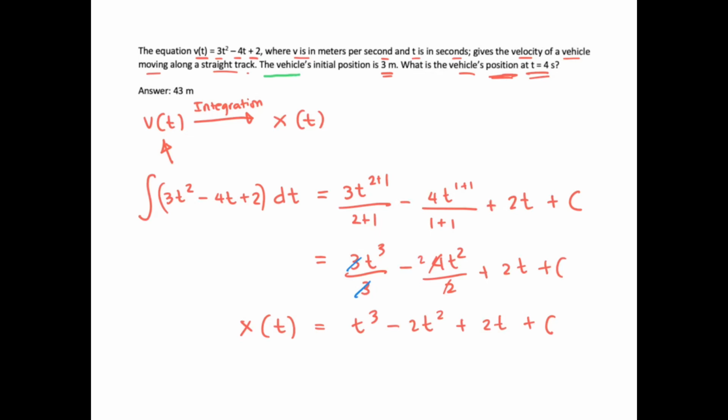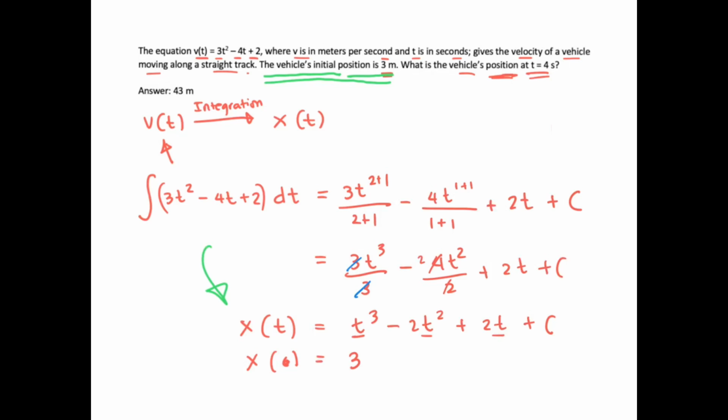Now the problem states that the vehicle's initial position is 3, meaning to say that when time is equal to 0, the position of the vehicle is equal to 3. So we are going to use that in our position time equation. So when time is equal to 0, our position is equal to 3. Meaning to say, if we substitute 0 for t in our position time function, that would be equal to 3. So let's do that.